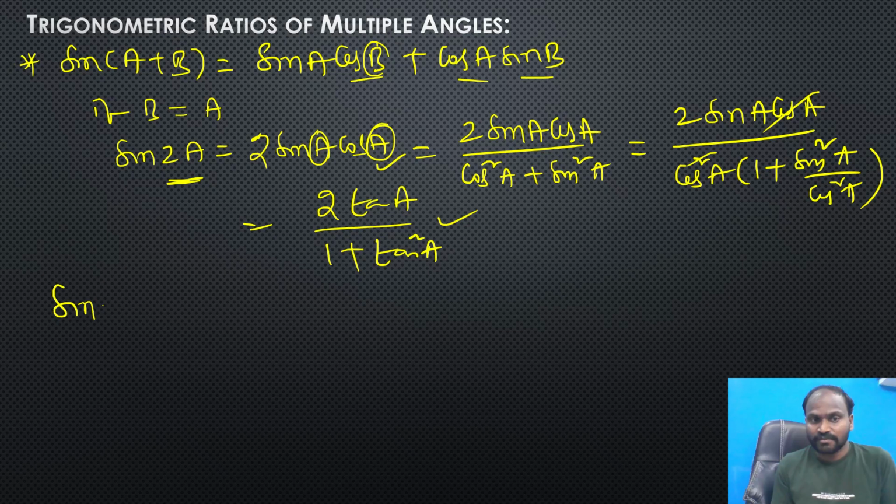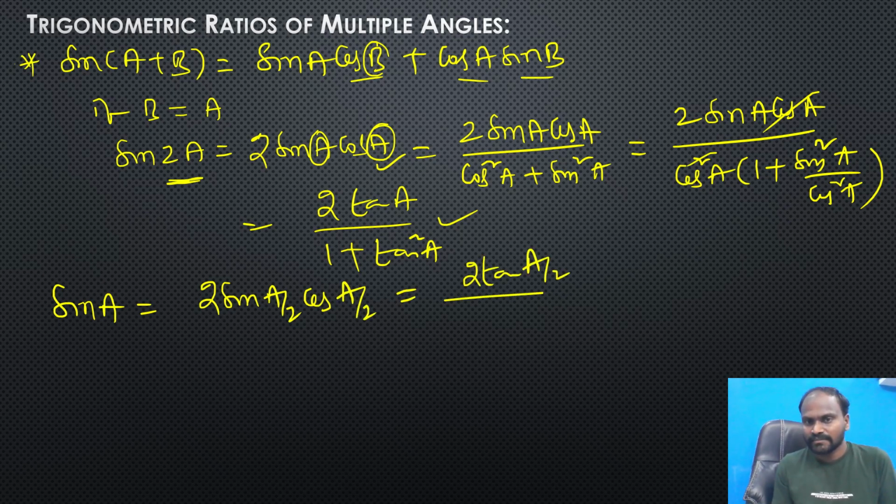Since sin 2A is becoming A and A, you can see that formula. That means if I write the formula for sin A, then what will I get? Half of it, which is 2 sin A by 2 cos A by 2. And in terms of tan, you can write 2 tan A by 2 by 1 plus tan square A by 2. Right, students?